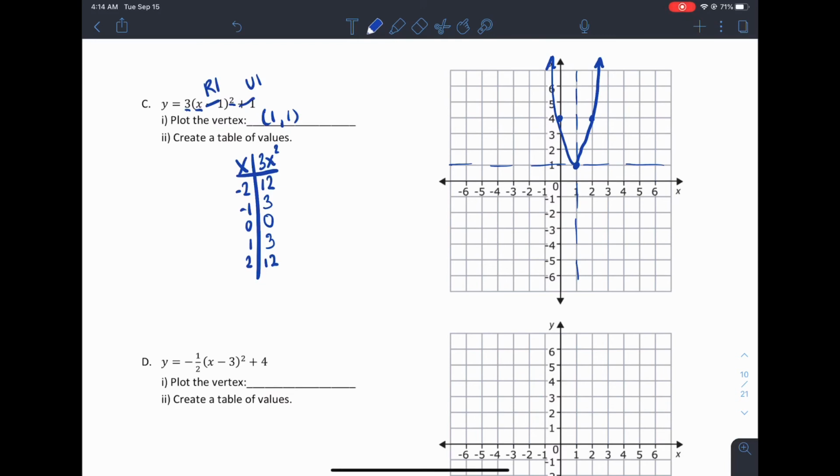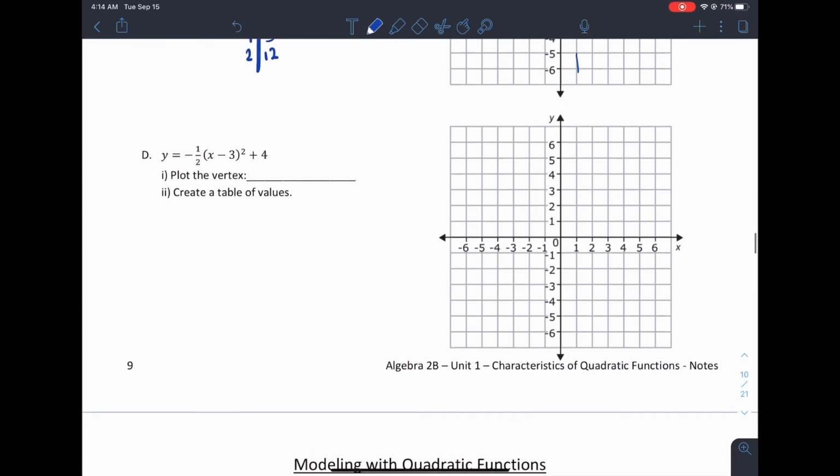All right. Let's try one last example. Negative 1/2 times x minus 3 squared plus 4. Okay. So this is going right 3, up 4. Right? So my vertex is at 3, comma 4. That takes care of those numbers. So I'm going to go right 3, up 4. And there's my vertex.